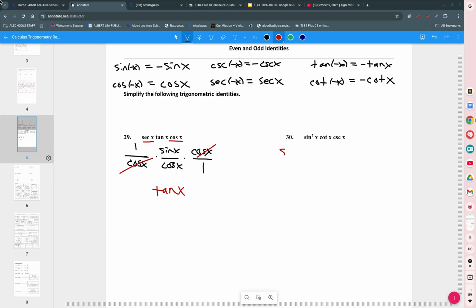The next one, I have sine squared of x over 1, and I multiply it by a cosine over sine times 1 over sine. Cosecant is 1 over sine. What happens there? Sine of x and the sine squared, yeah, the sine squared and the sine of x's, those do reduce, and I'm left with just cosine of x.